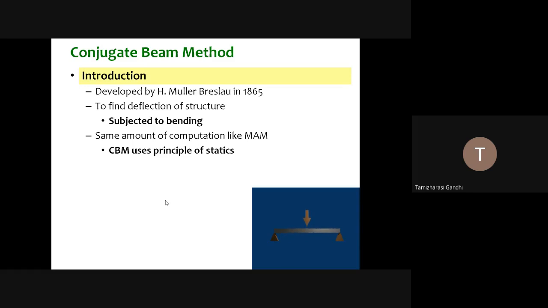This method was initially developed by H. Muller Breslow in 1865 to find the deflection of a structure subjected to bending. We have similar computations in the moment area method, where we use the deflected profile and bending moment profile. But here in the conjugate beam method, you'll be using your conjugate beam as your M by EI diagram with loading and supports defined in terms of conjugate beams. So let us see how to do that and directly start applying the theory to solve the problems.